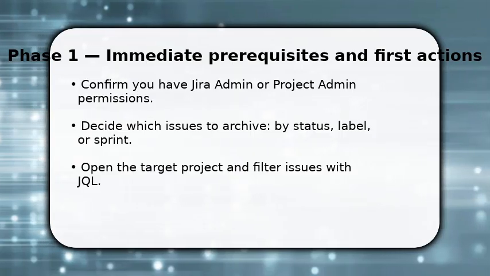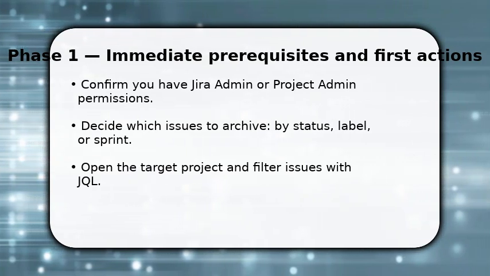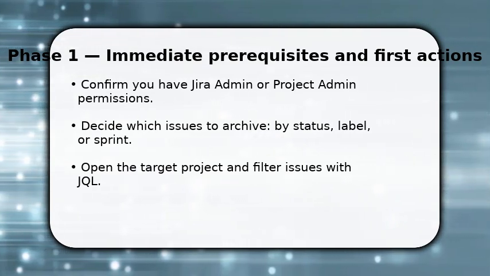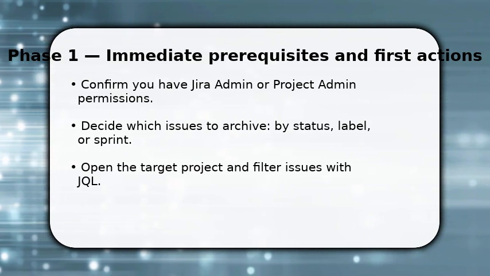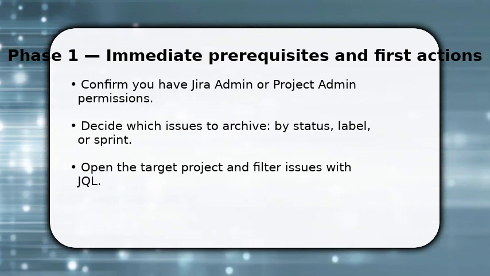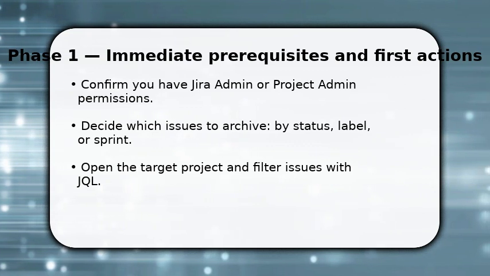You start by making sure you have the right permissions. Without project or Jira admin access, you can't change archive settings. Open the project now, then run a focused JQL to list the issues you intend to archive.